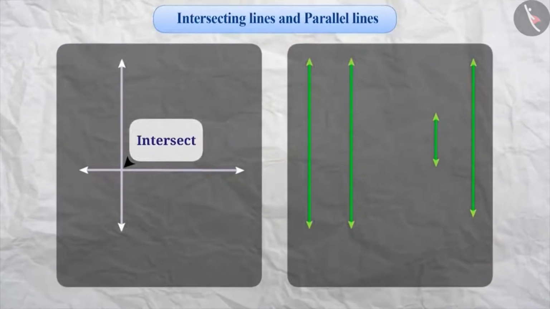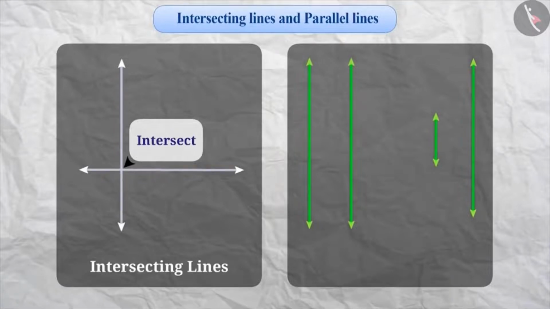In this way, the pair of lines that intersect each other are called intersecting lines, whereas a pair of lines that never intersect each other, even on extending them infinitely, are called parallel lines.